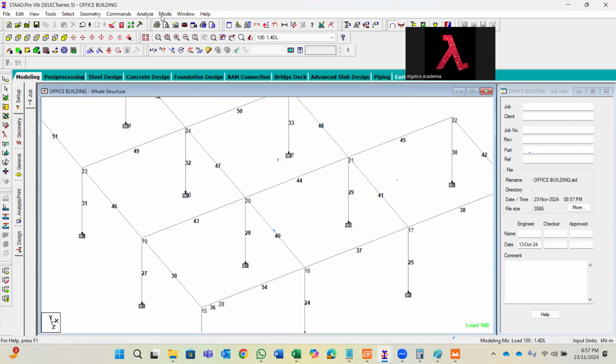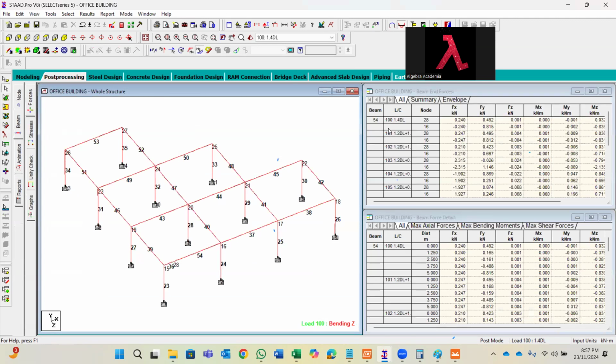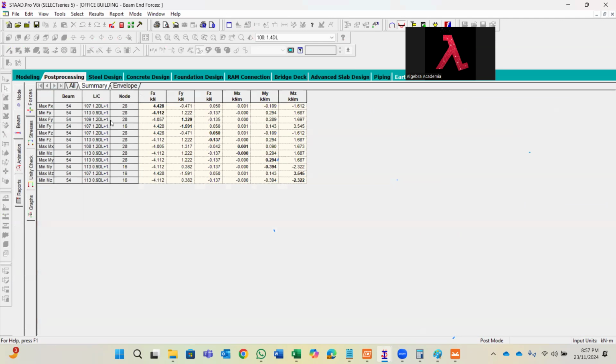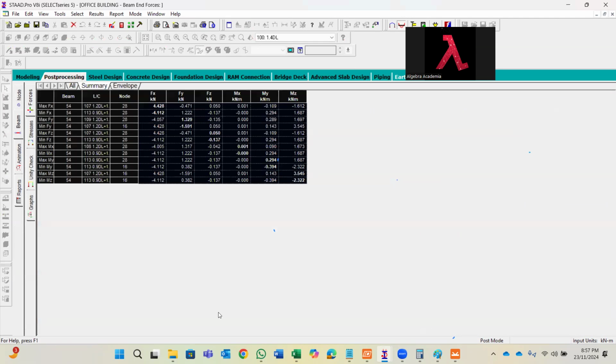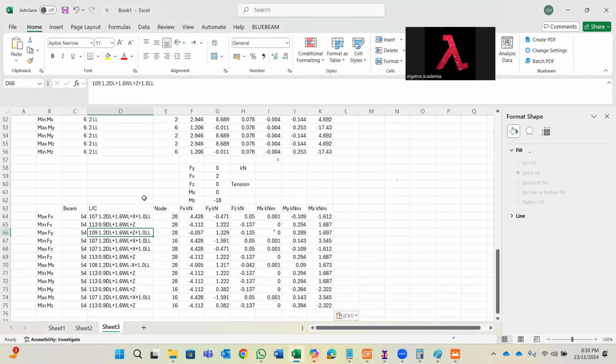Okay. Then mode, post processing. I need 28. Beam forces. Somewhere. Okay. So 28. So I'm going to copy this again to the Excel sheet.